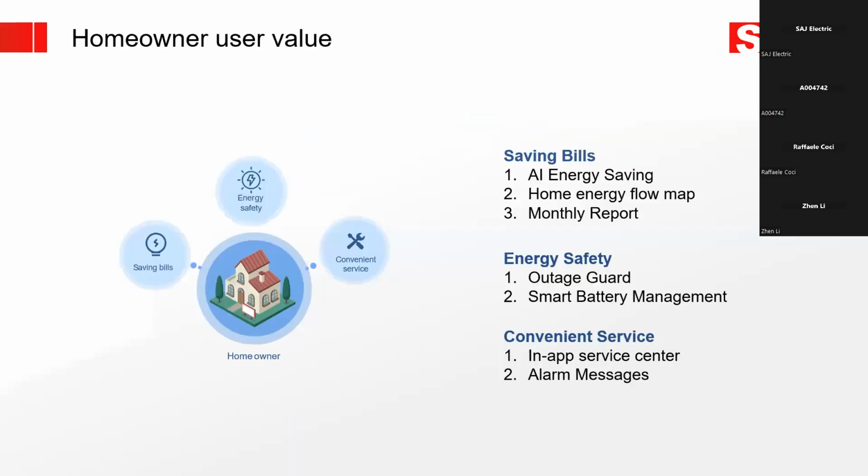Let's take a look at the homeowners. The first goal for installing this system is to save bills. The second one is energy safety, because in some areas the grid is not very stable and the homeowners want to use the electricity when there is a power outage. And lastly, the homeowners want easy access to convenient service when there is something wrong.